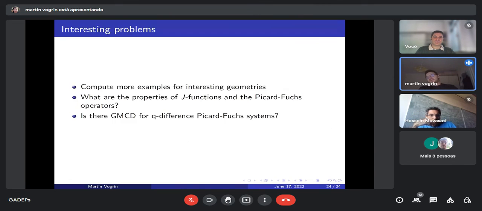Okay, some interesting problems, at least for me, are to compute more examples for some interesting geometries, like more of this, with several maximally unipotent monodromy points, to understand better the properties of the J function and the properties of these q-difference equations. I'm very interested in this, and I think Duco is also very interested in this. Perhaps if we have the analogs of the periods, then one can also construct an enhanced moduli space. Is there a filtration? Can one define a filtration analogously to the two-dimensional case, and what would that be?